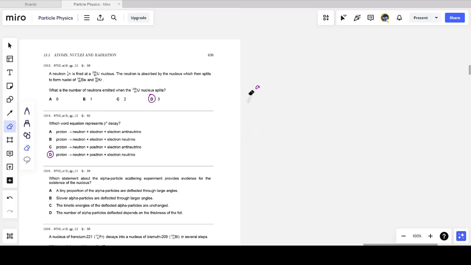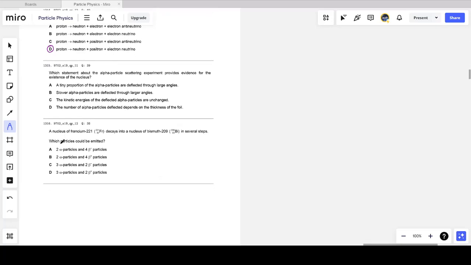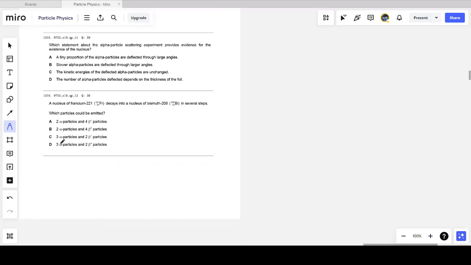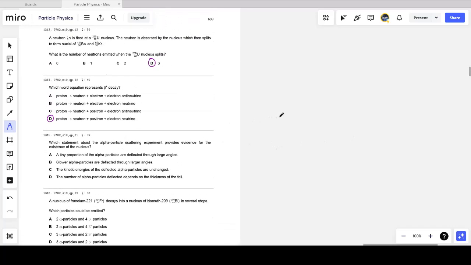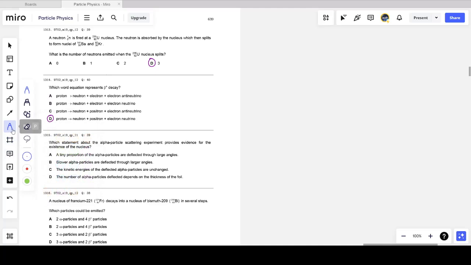So the next question is question 1315. It's from the summer 2019 exam, question paper 1, variant 1, and it's question 39 from that paper. This question says, which statement about the alpha particle scattering experiment provides evidence for the existence of the nucleus?